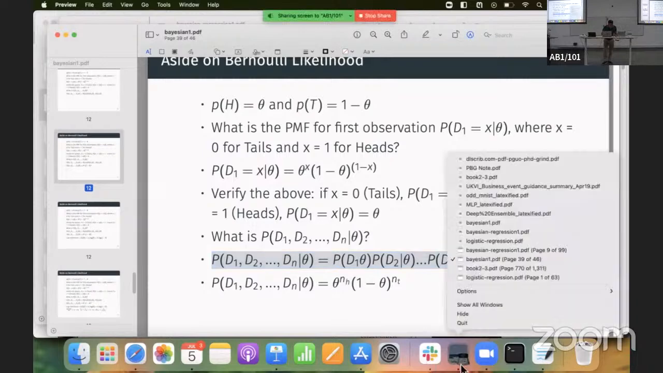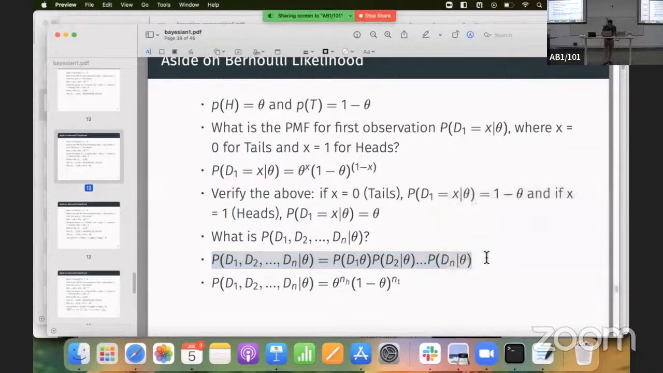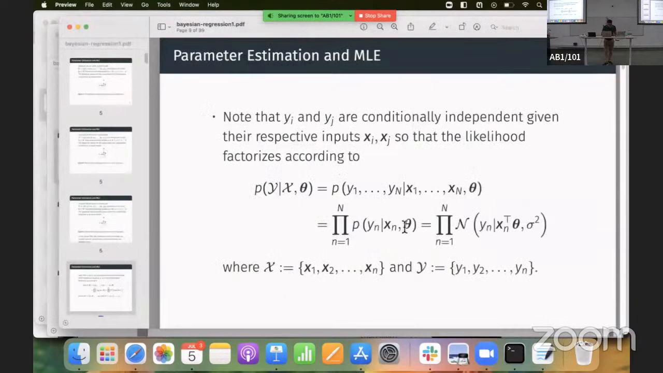The same thing when we do it for the linear regression problem. We write it in this way. So this particular symbol means that we're multiplying from n equal to 1 to n, right? So this is probability of y1 given x1 and theta multiplied by probability of y2 given x2 and theta, and so on and so forth, right? So we write it that way.